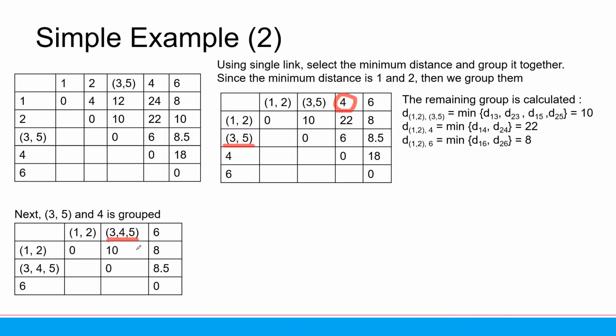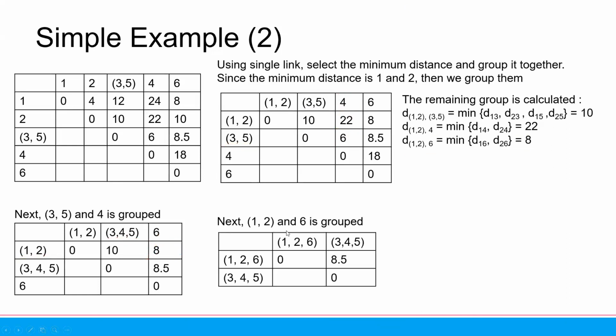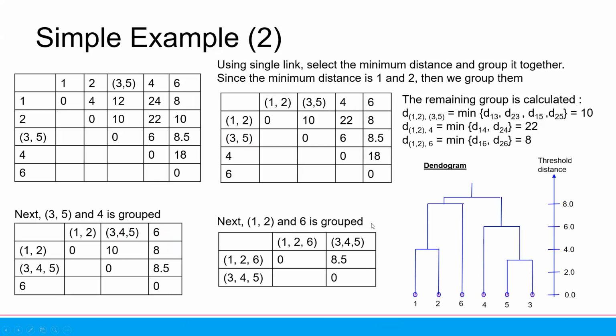After this, we can select another minimum. Now we have the minimum is 8. It is the distance from 1, 2, and 6. So we group 1, 2, 6 will be grouped, and then 3, 4, 5 will be grouped. And at the end, we can create the dendrogram.